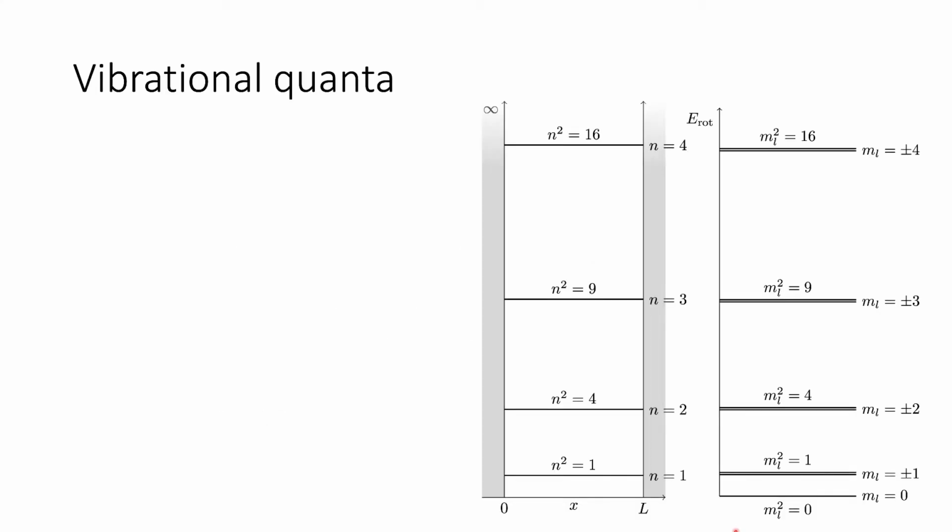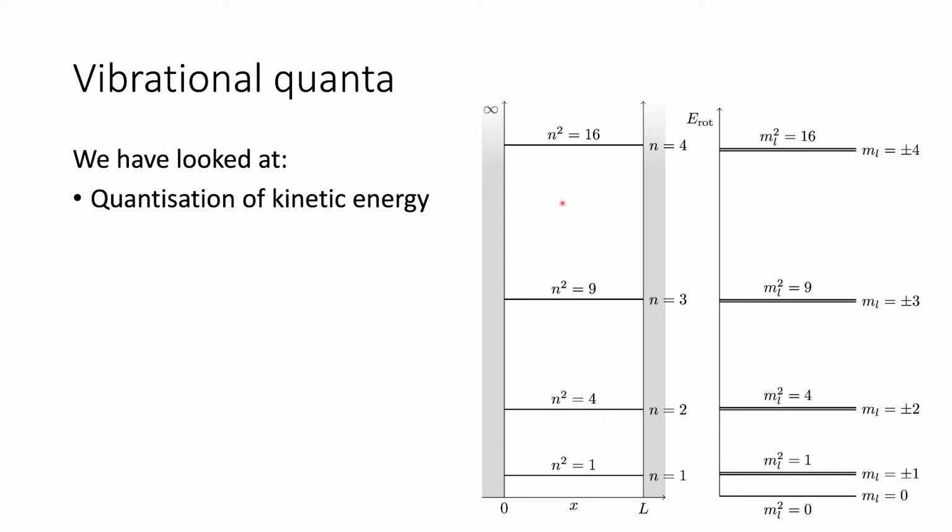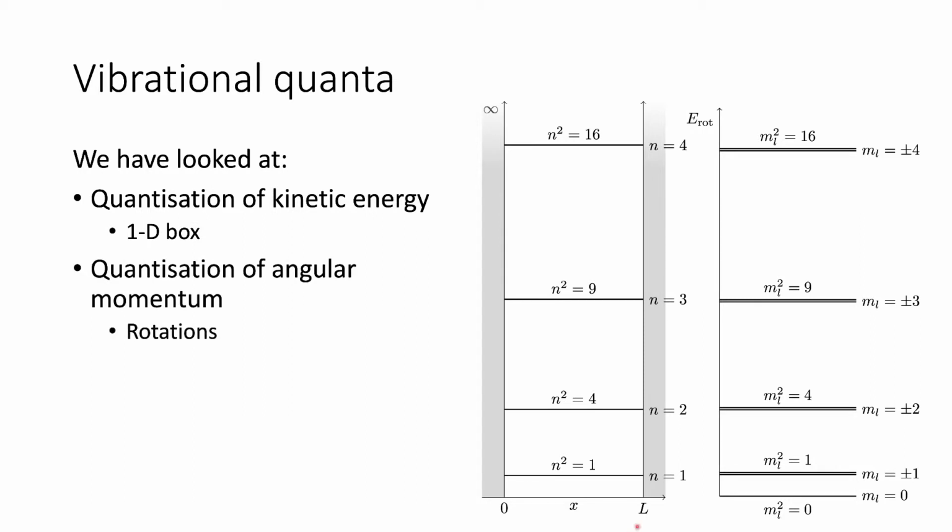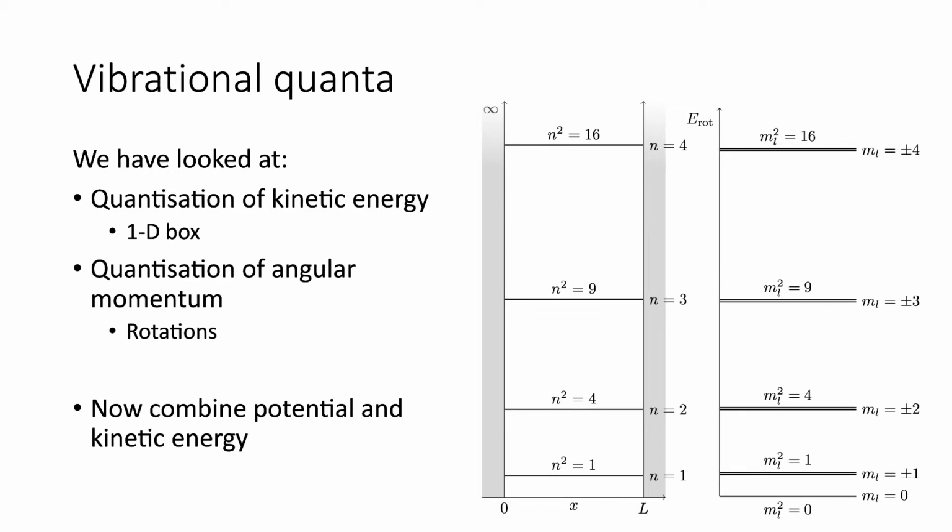So vibrational quanta are the next logical step. We've looked at the quantization of kinetic energy through the particle in the box model, this one on the left, and we've looked at the effect of quantization of angular momentum using those molecular rotations. In each case, we considered only what would happen to the kinetic energy or the angular momentum. We ignored the effects of potential. However, when we start to think of vibrations, we need to combine them to start to consider what happens with potential and kinetic energy. So now we combine the effect of potential and kinetic energy with the harmonic oscillator model.